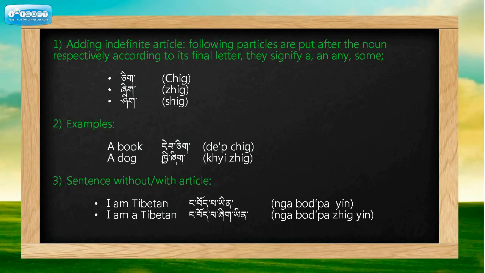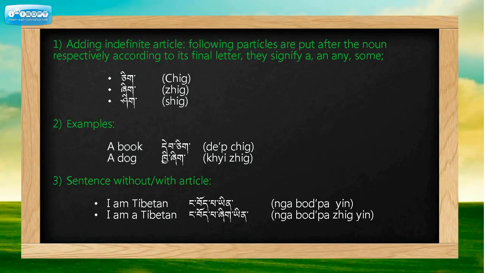Chapter 1.1. Adding indefinite article. The following particles are put after the noun, respectively, according to its final letter. They signify a, an, any, some. Chik, chaki kuchika chik. Shik, shaki kushika shik.